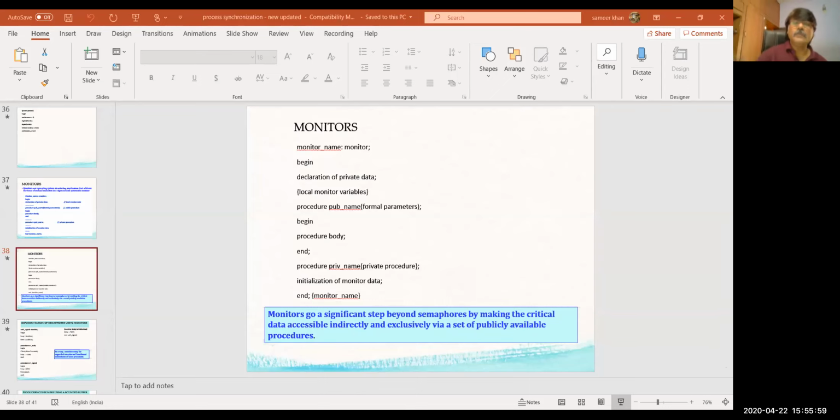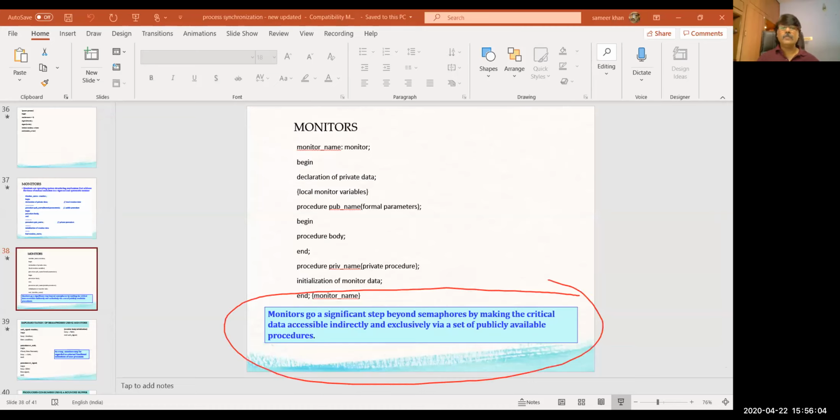I don't know whether you are able to see this slide. I have mentioned here, you can note it down if you want. Monitors go a significant step beyond semaphores by making the critical data accessible indirectly, not directly. Please concentrate on this word, indirectly, because in semaphores it is directly and exclusively, but in monitors it is indirectly.